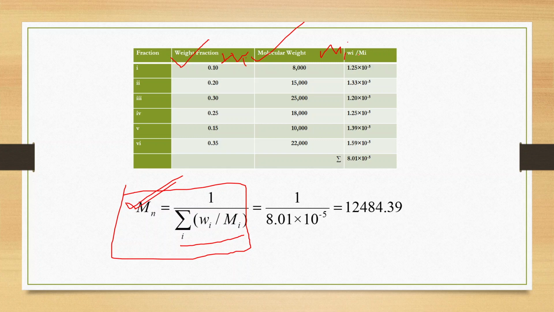You just need to calculate Wi by Mi for all these corresponding fractions. From 1 to 6, you calculate Wi by Mi. And then what you need to do? You need to take a summation of all of them, summation of Wi by Mi. So the formula is 1 by summation of Wi by Mi.